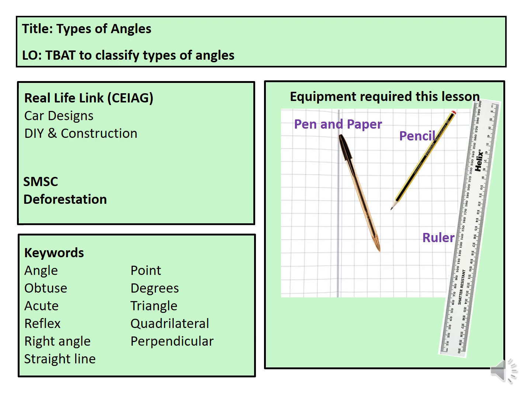Hello students, today's lesson we will be focusing on types of angles. Yes, it's a brand new topic which you wouldn't have done before, and some of the real life links are car designs, DIY and construction, and the keywords are below in the bottom left corner. The equipment you'll need for today's lesson is pen, paper, pencil and a ruler.